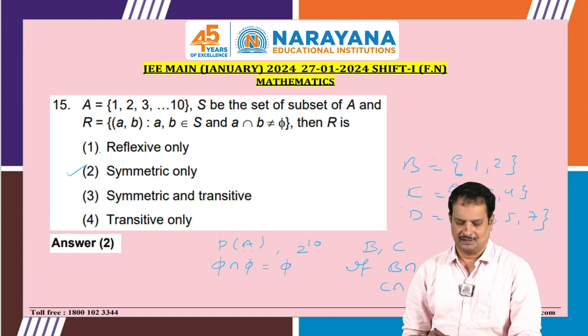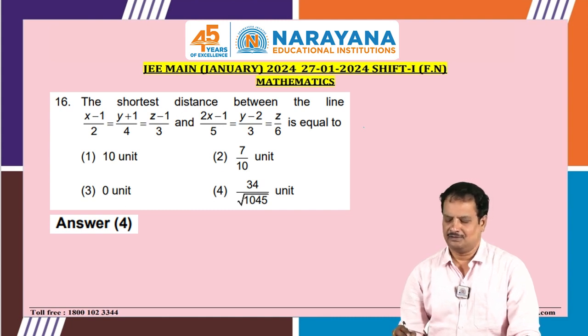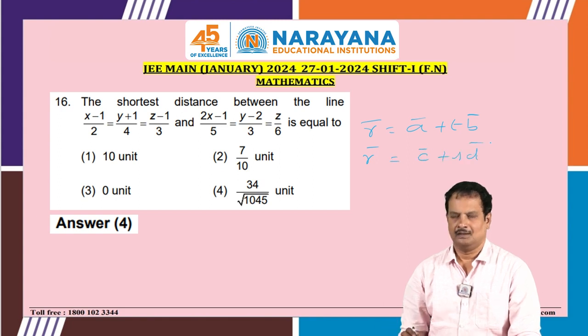Okay, now let's go for the next one. In this case, the shortest distance between the two lines. This is one of the standard models. You can straight away use the formula from vector algebra. When two lines are skew lines, what is the shortest distance between them? For example, the first line is r bar equal to a bar plus t into b bar. Next one, r bar equal to c bar plus s into d bar. Then what is the shortest distance between the two lines?